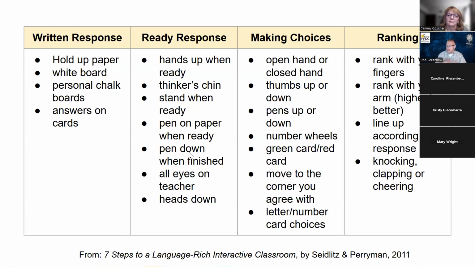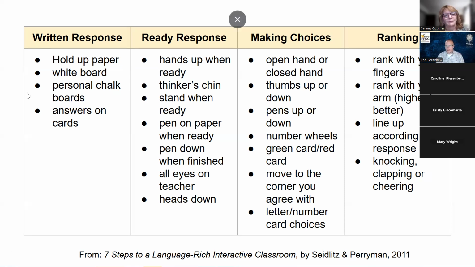So saying, hey guys, I'm not looking for hands up on this question. Instead, when you think you have an answer, I want you to give me a thumbs up, or cross your arms, or do the thinker's chin, or something like that. So saying, I'm not going to call on students. I'm just looking for a signal that you're ready to respond.